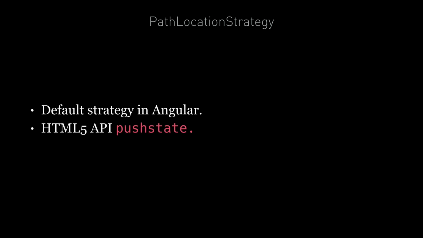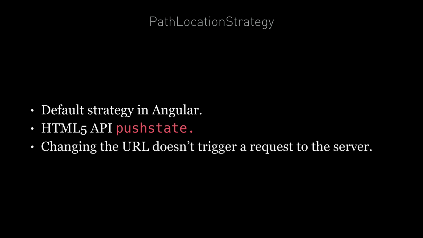So another strategy in Angular is the path location strategy. This is in fact the default strategy in Angular, and in order to enable it, we need to do nothing. It takes advantage of a relatively new HTML5 API called pushState. It's from the HTML5 history API. When I say new, it's actually been around for quite a few years now, but relatively new considering the birth of the internet. By using pushState, we can change the URL and the browser won't request the page from the server. Let me show you.